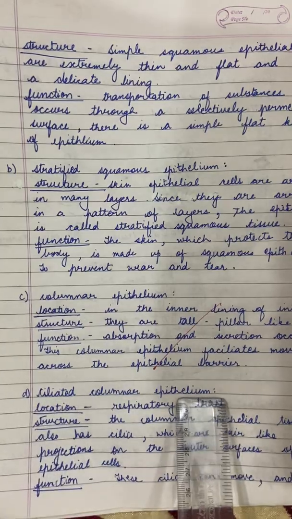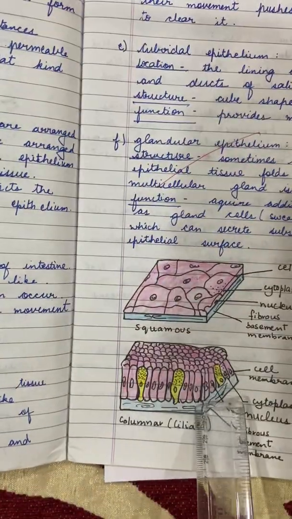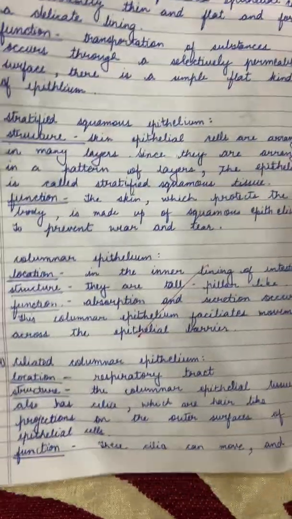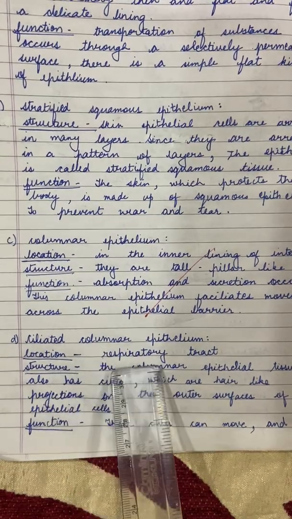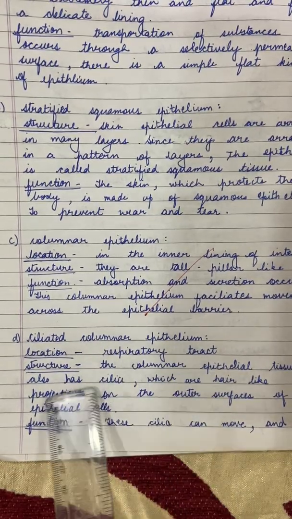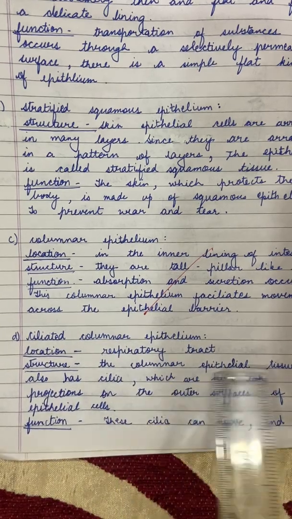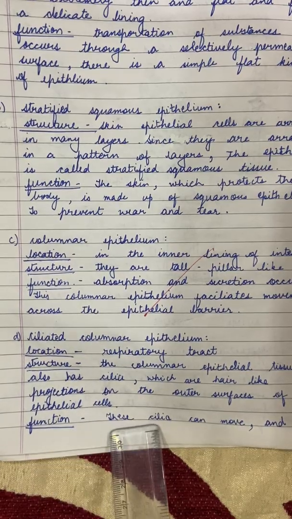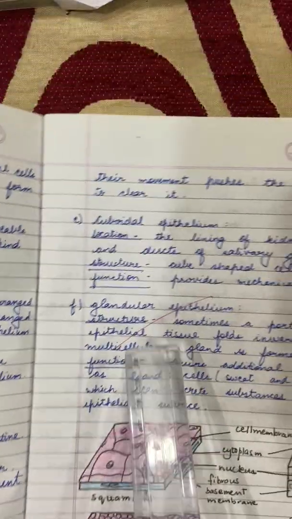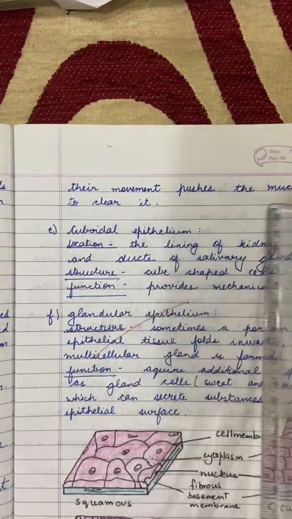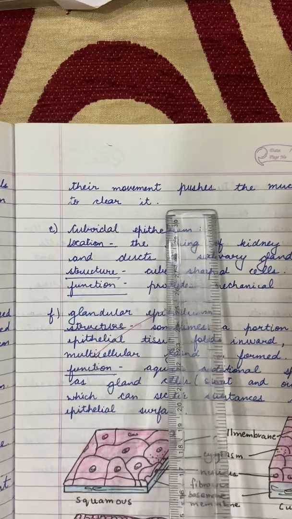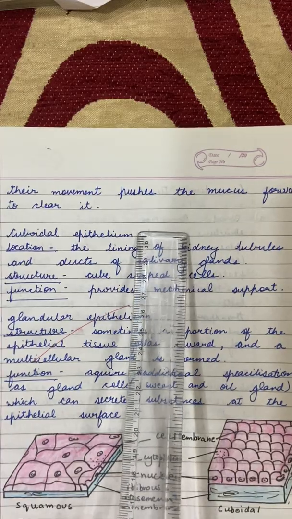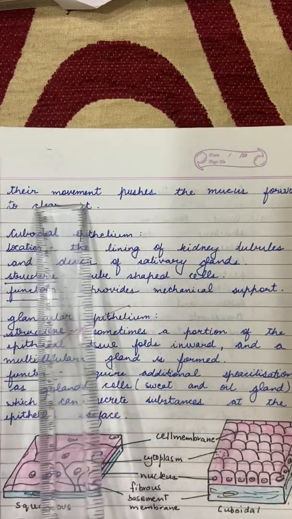Then we have the ciliated columnar. Now that is, the cells are columnar only, but they have cilia over them. Okay, cilia are present, which are hair-like extensions. Where is it present? It is present in the respiratory tract. Okay, and as for the structure I told you, columnar cells which have cilia, which are hair-like projections on the outer surface of the epithelial cells. So the function of this is that the cilia can move, and their movement helps to push the mucus forward to clear the respiratory tract. Otherwise, the respiratory tract would get blocked up. So for the proper clearing of the respiratory tract, these cilia move the mucus forward.